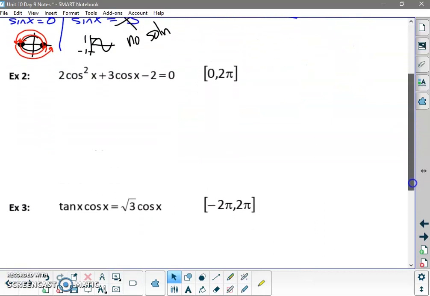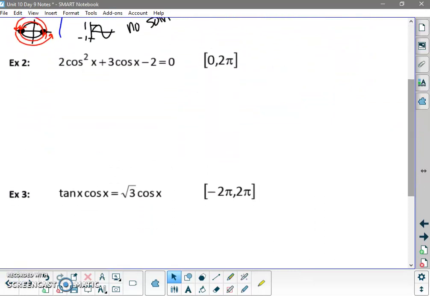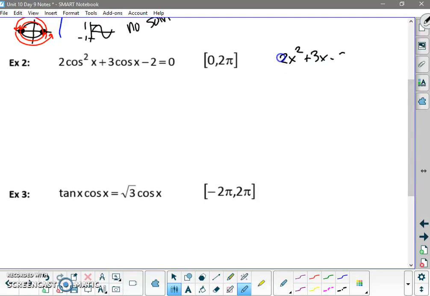All right, next example. Once again, I know this looks confusing because we're not used to seeing a cosine in a quadratic, but this equation is no different than 2x squared plus 3x minus 2 equals 0. So how would you solve this one? Well, you'd factor. 2x and x. Signs are different. It's got to be a 2 and a 1, so it looks like it's going to be this, plus minus there. Yep, check it with FOIL.